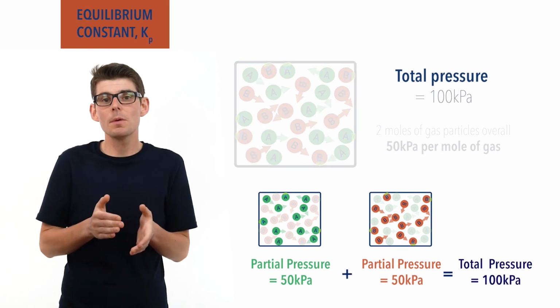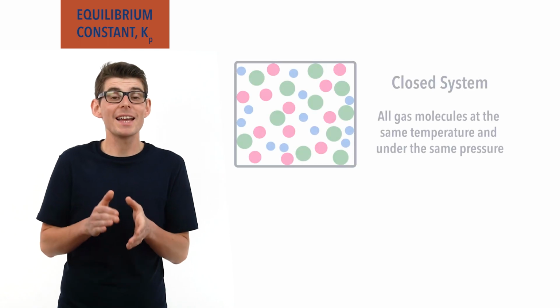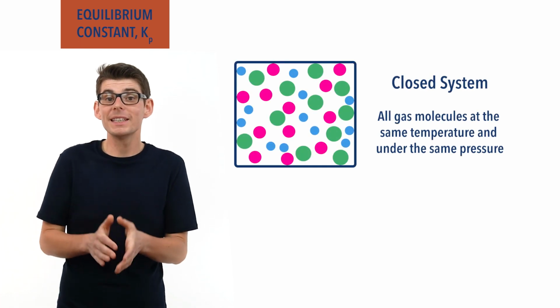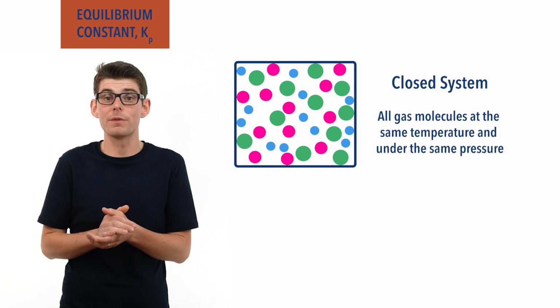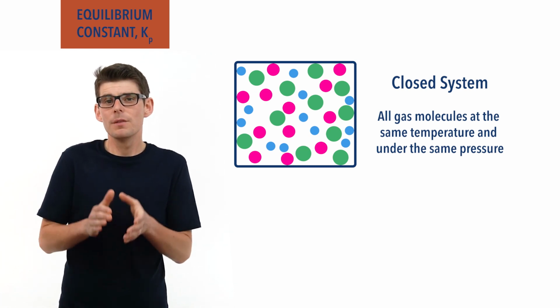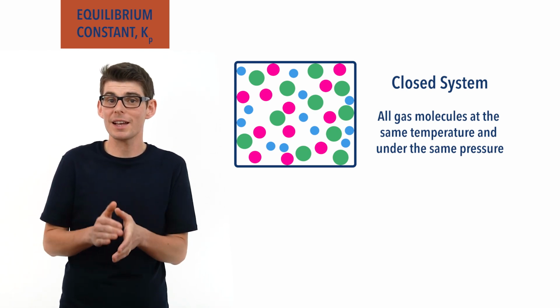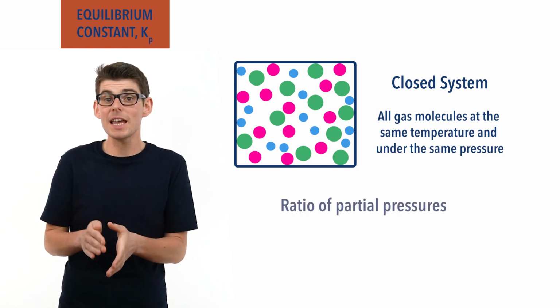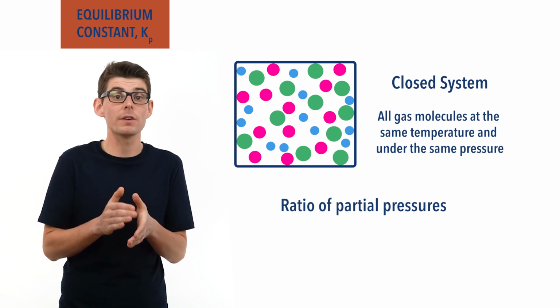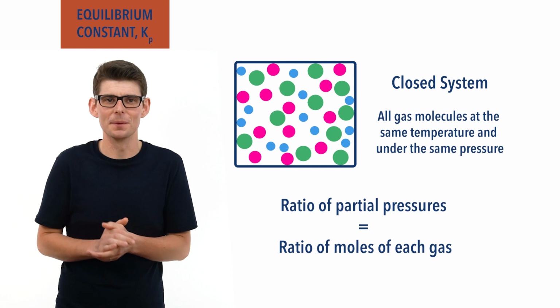In a closed homogeneous system, all gases are at the same temperature and in the same volume, meaning it is the number of moles of each gas type that determines their partial pressures. This means then that the ratio of partial pressures of gases in a system is the same as the ratio of moles of those gases in the system. Sounds a bit confusing, I know.